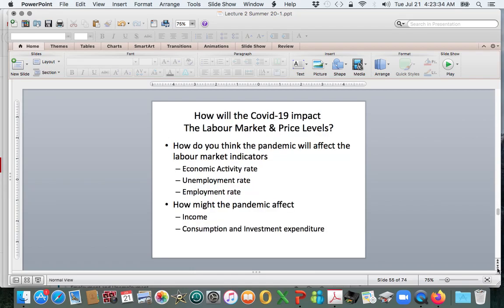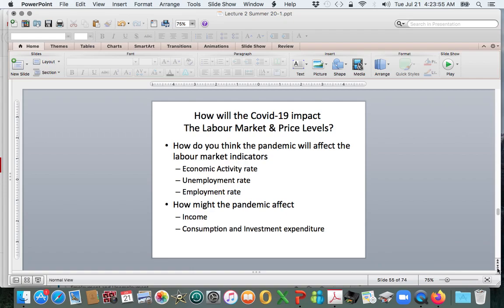So, how will COVID-19 impact the labor market and price levels? Think for a moment, go back to the very first few slides that we looked at to see how you expect the pandemic will end up affecting the labor market indicators.